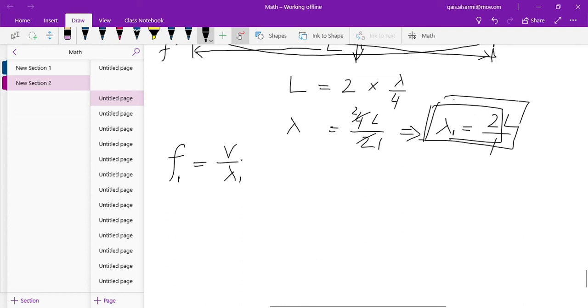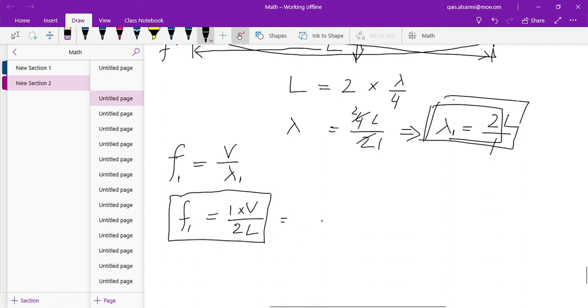It only depends on the length of the string and the tension of the string, but I'm not changing length and tension at all. So frequency f1, which is the fundamental frequency, equals v over lambda, and from there, if you substitute the value of lambda, you get 1 times v over 2L. So that's the equation for the fundamental frequency.